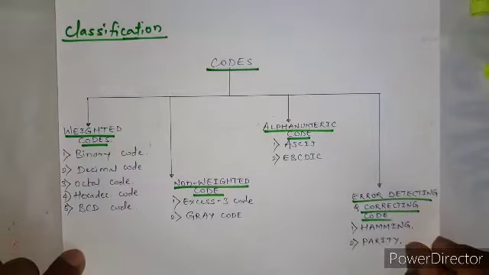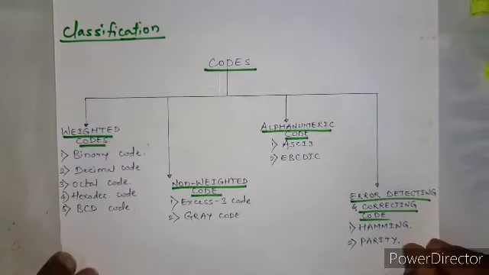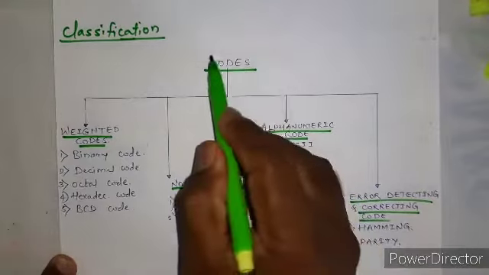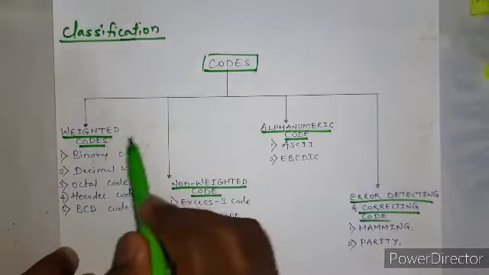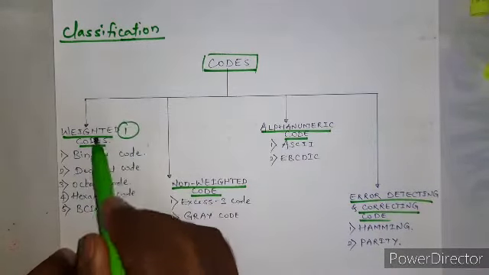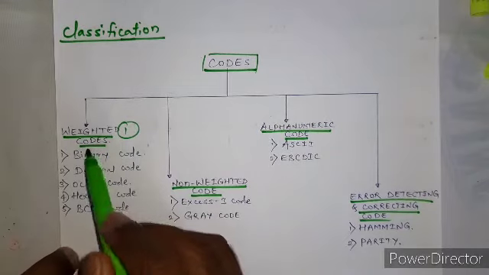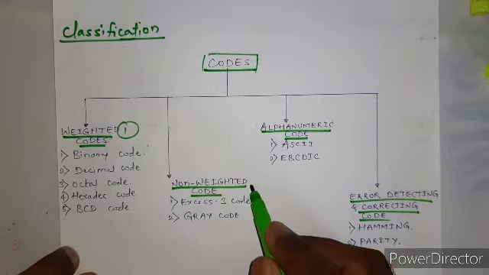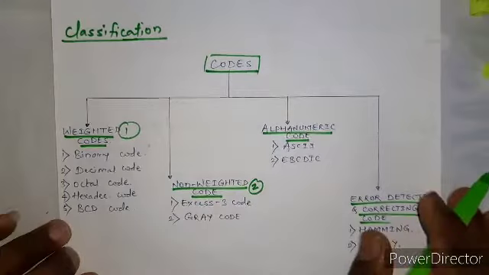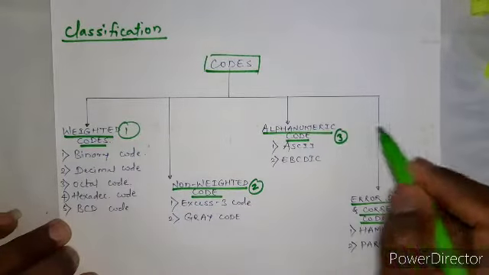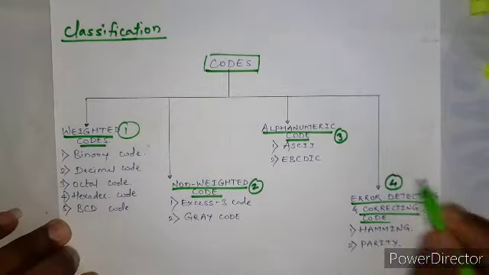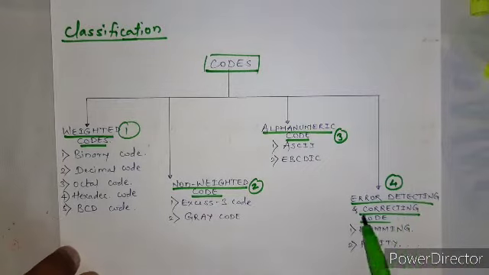So let us see the classification of these codes. These codes are basically classified into 4 types. First is weighted codes. Second is non-weighted code. Third is alphanumeric code, and fourth is error detecting and error correcting codes.